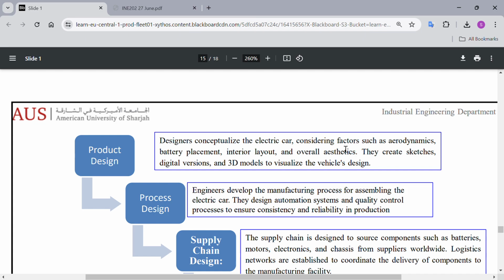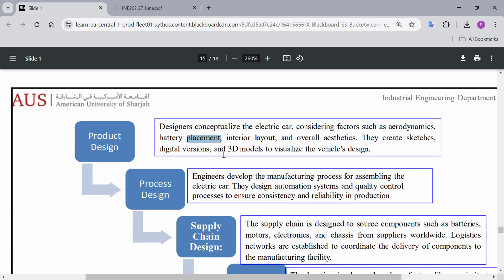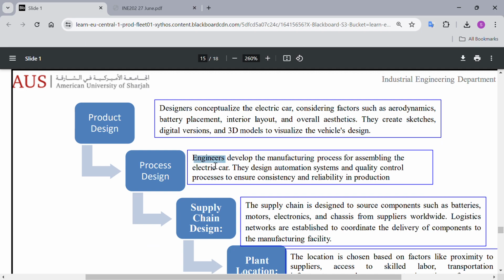They create sketches, digital versions, and 3D models to visualize the vehicle's design. So this is very important. That's why AutoCAD and other CAD software, computer aided design in general, is very important, since it's very convenient and not costly, so very affordable for companies. Anyone who has access to the internet can basically create their own computer aided design.